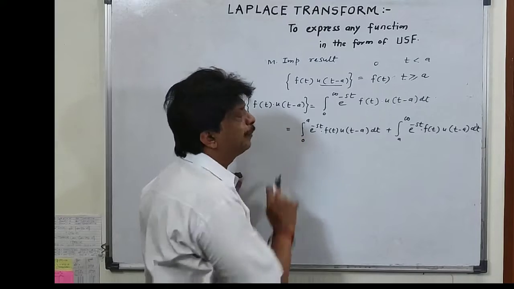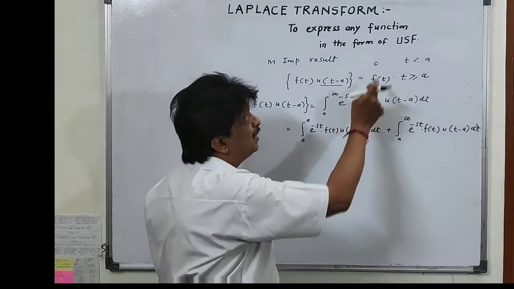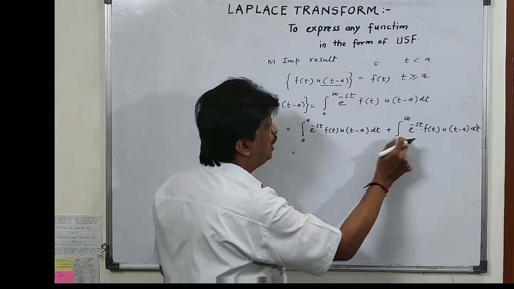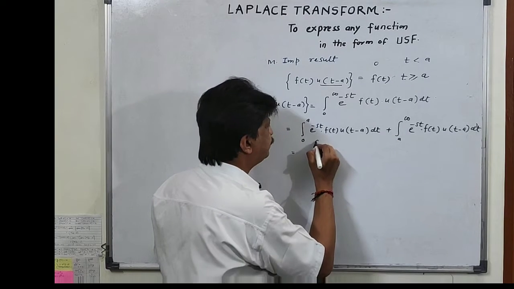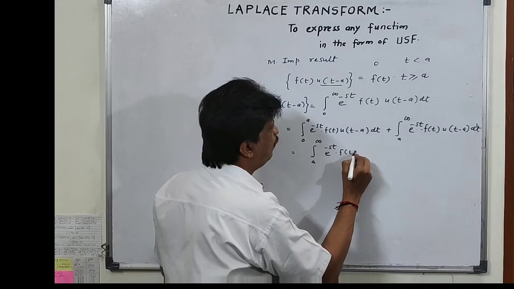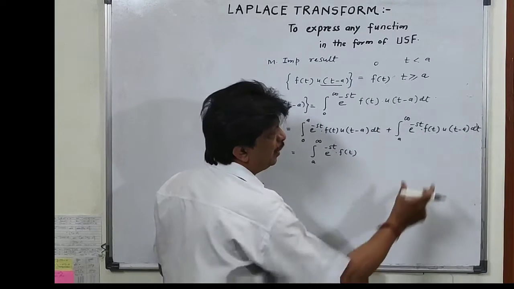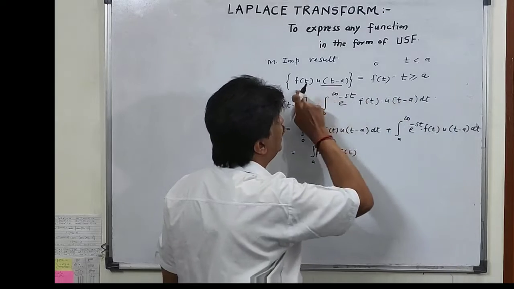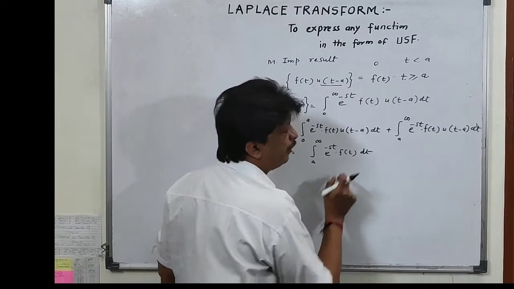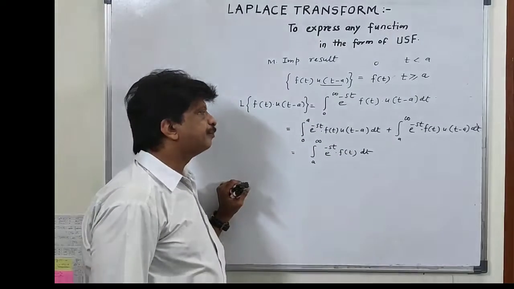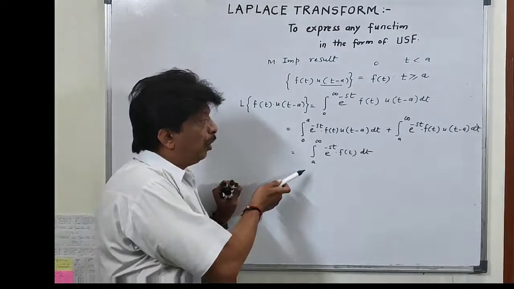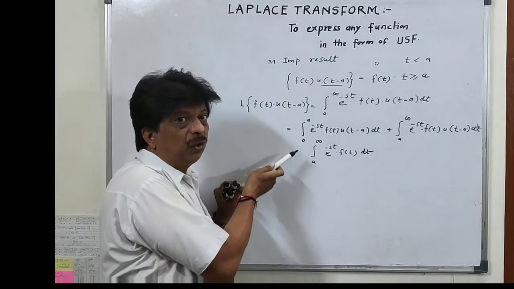In this 0 to a band, u of t minus a is 0, so this integral is 0. We have only the integral from a to infinity of e raised to power minus st into f of t. In the band a and onwards, f of t into u of t minus a is simply f of t. See here, mind the limits. The limits here are a to infinity, not 0 to infinity.